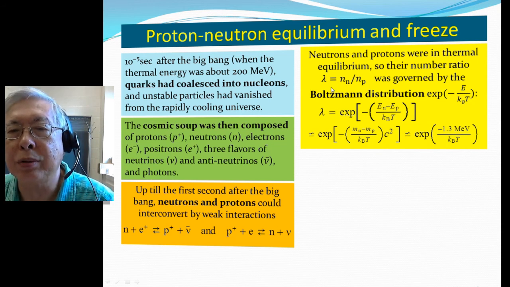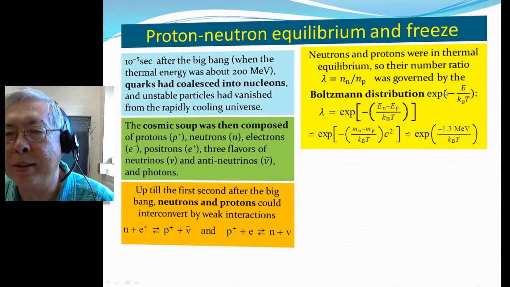So the number ratio, the number of neutrons divided by the number of protons, called lambda, is governed by the Boltzmann distribution. The number is proportional to e to the minus energy divided by kT. And so the ratio of neutrons to protons will be e to the minus neutron energy minus proton energy over kT. The energy is mostly rest energy, so the neutron energy will be just the neutron rest energy, mc squared. Here you just plug in the neutron-proton mass difference, 1.3 MeV, the neutron being slightly heavier than the proton, and you get this. So the number ratio in thermal equilibrium should be given by this if you know the kT.